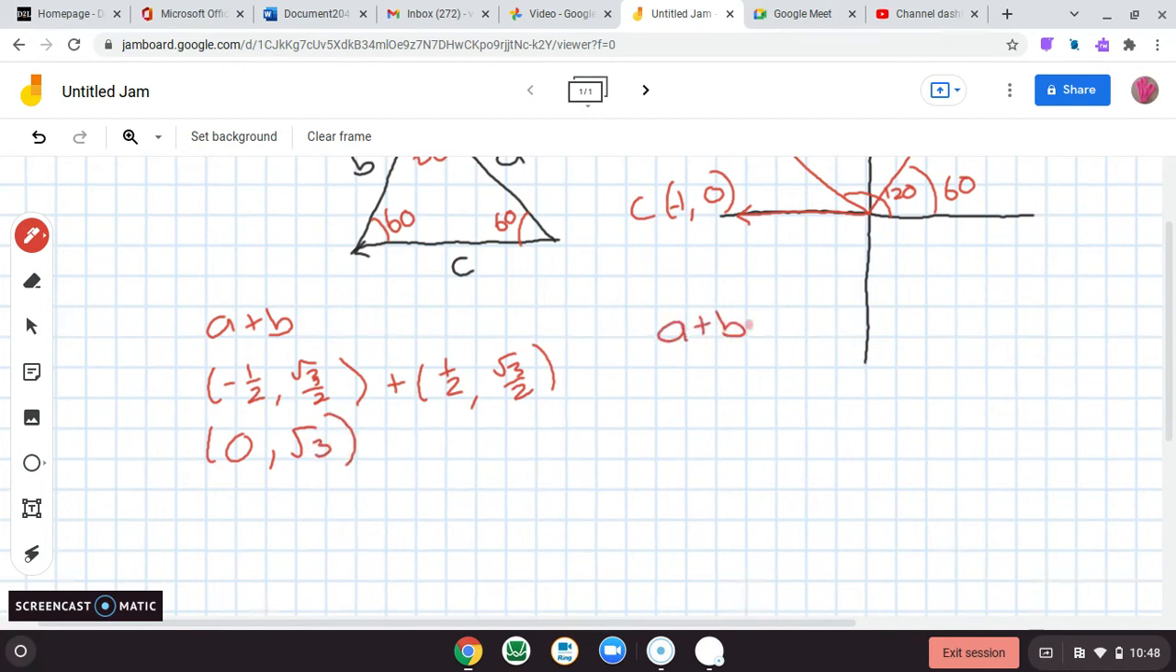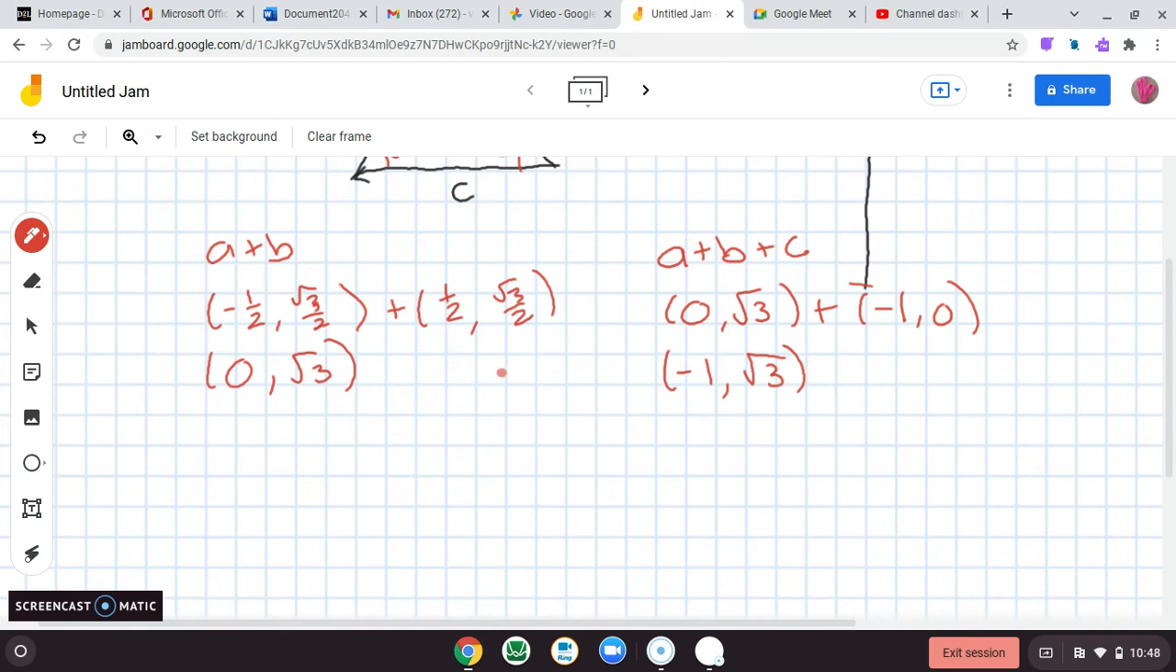Now we need A plus B plus C. We already know A plus B is this right here. So now we just got to add C onto it, and C is negative 1, 0. Add up the first two, you get negative 1. Add up the second, you get root 3, like that.